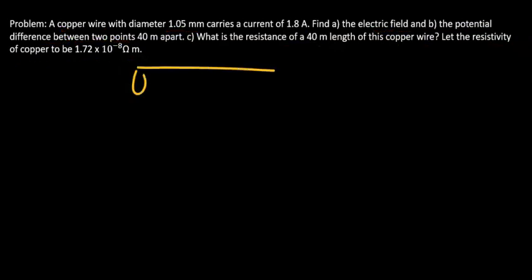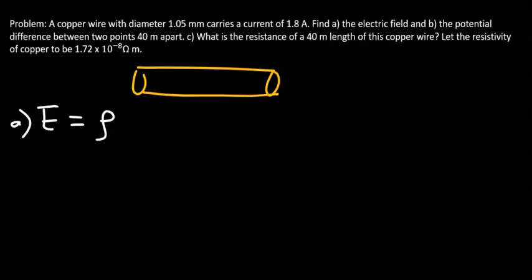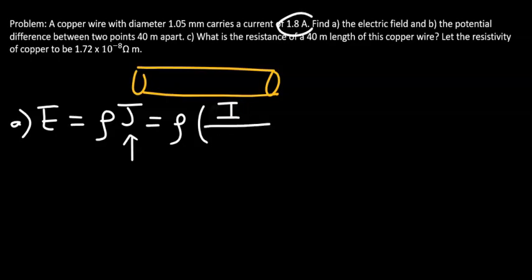So let's assume that is the copper wire. So let's first determine the electric field. Electric field, according to Ohm's law, is given by the resistivity of that copper wire times the electric current density that's going through the copper wire. We know what the resistivity is. The electric current density is given by the electric current in ampere that we know over the cross-sectional area of the wire. The cross-sectional area of the wire A is pi times the square of the radius of the wire.